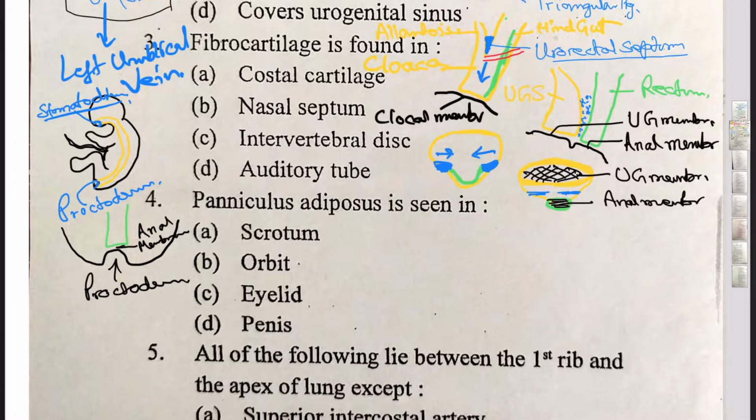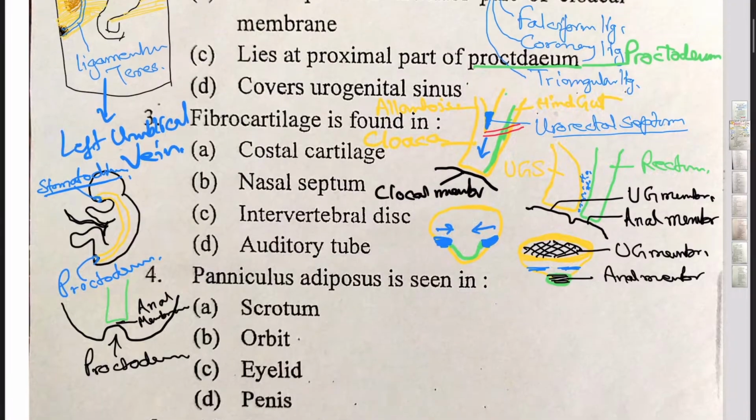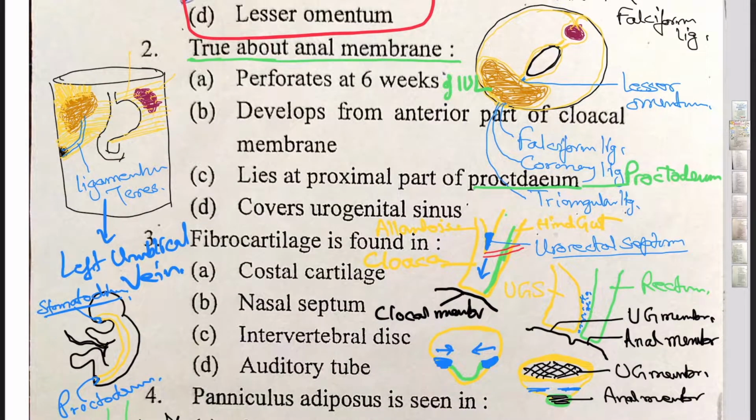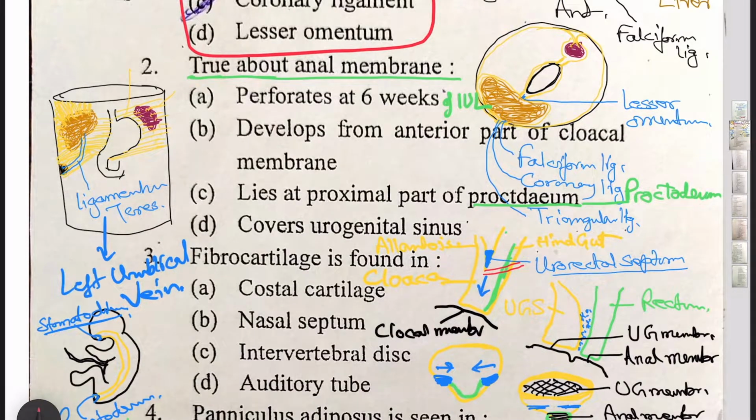So one thing is clear: this proctodeum is an invagination of the surface ectoderm at the anal opening, that's the anal pit. So the anal membrane, you can see, is being formed at the proximal end, right? The proximal portion of the proctodeum. Now let's go back to the question. This question here is about the anal membrane. It perforates at 6 weeks of intrauterine life.